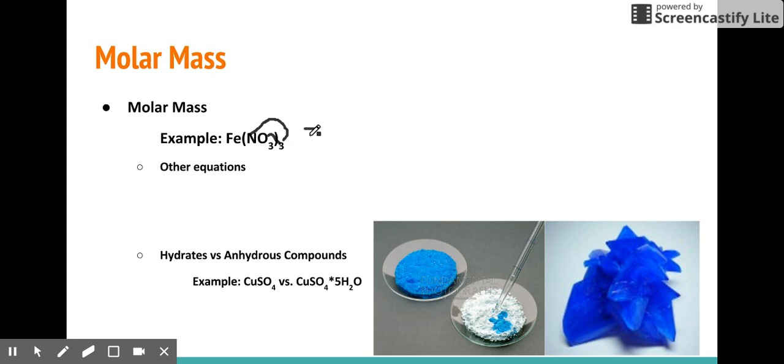In order to figure out the molar mass of this compound, I'm just going to add up all of these from the periodic table. 1 nitrogen has a molar mass of 14, so I would say 14 times 3. 1 oxygen has a molar mass of 16, so I would say 9 times 16. Once I add up all of those values, you should get something around 242 grams for every mole.